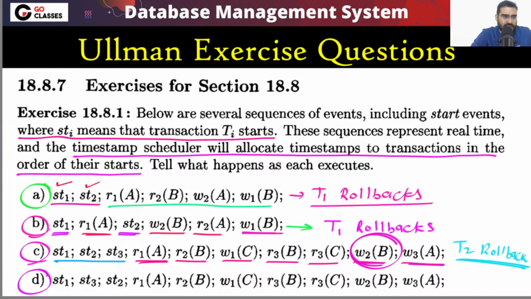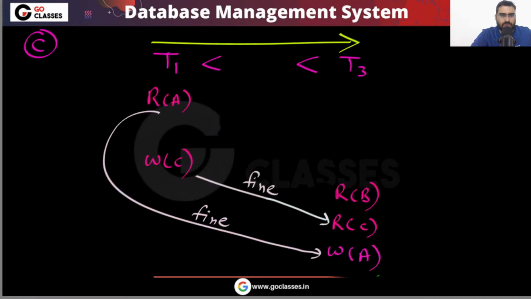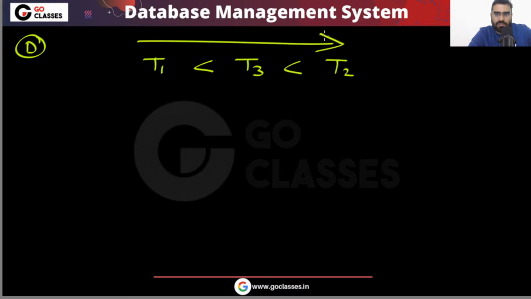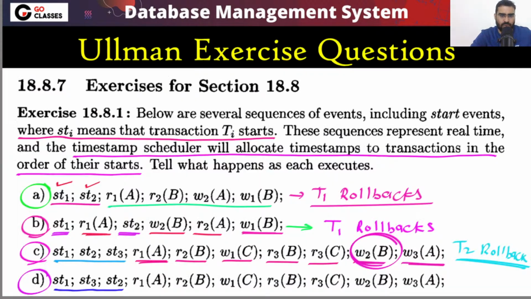In the question number D, tell me what is the timestamp order of the transactions? That is T1, T3, T2. Yes or no? So this is your option D. In the option D, you have T1, T3, T2. This is the order of timestamp of the transactions.